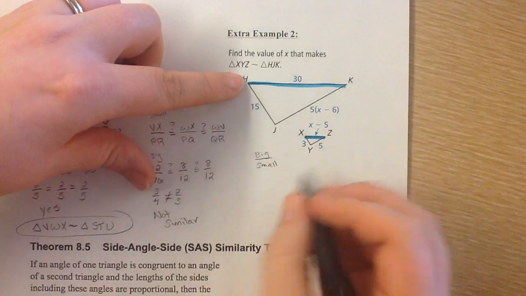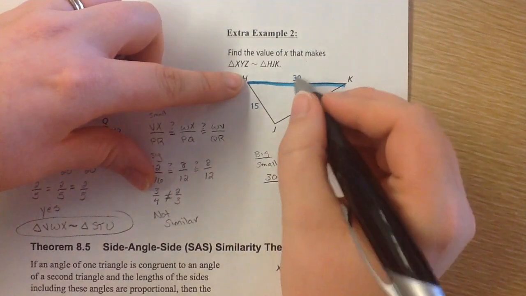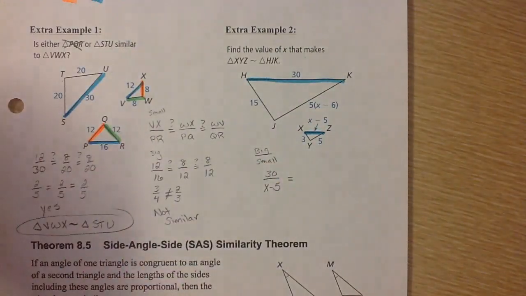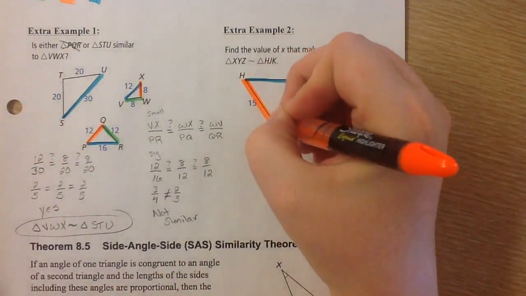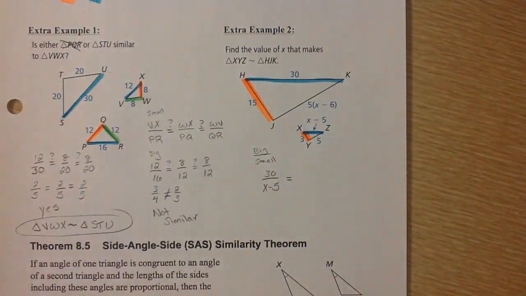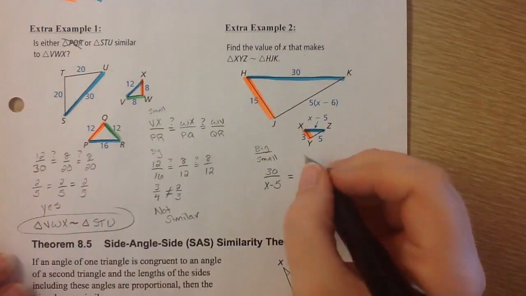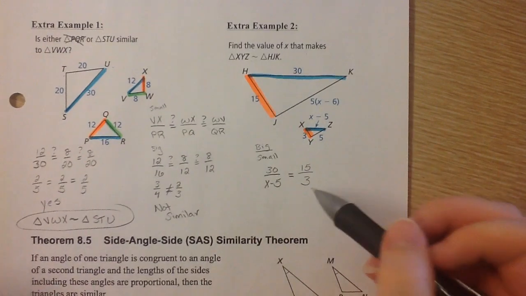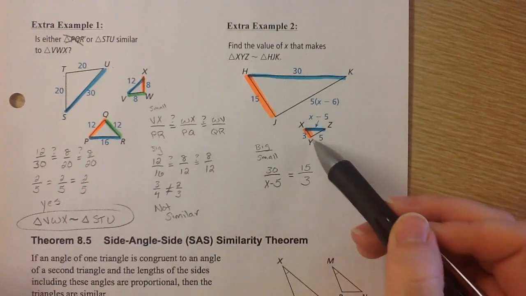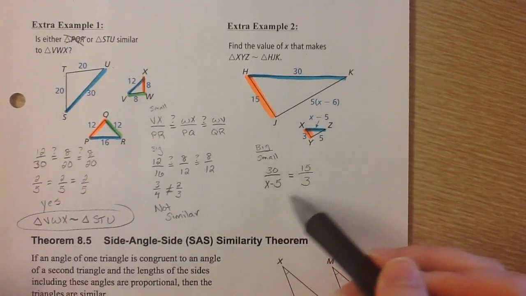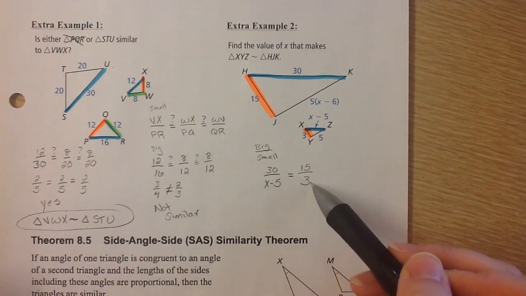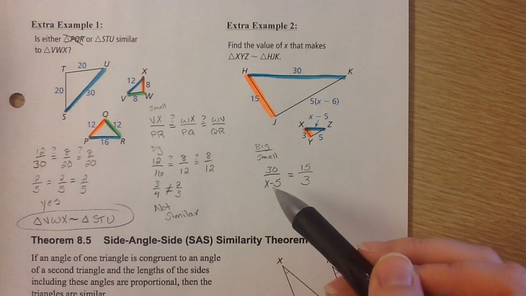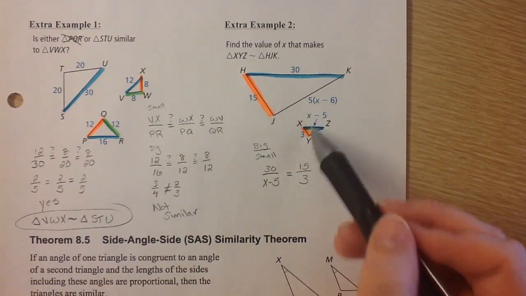I'm going to go big over small in this case. So here, 30 over x minus 5 has to equal, now let's see, the very smallest side is this one, and the very smallest side is that one. Going big over small, that has to equal 15 over 3. Even without this last side, I now have a proportion, two ratios that are equal, that I can use to find x. I don't even need this third side because I've got an x in it already.